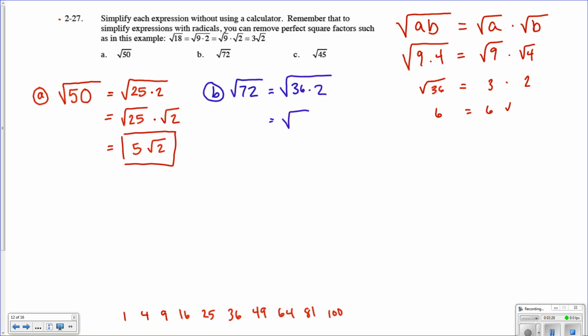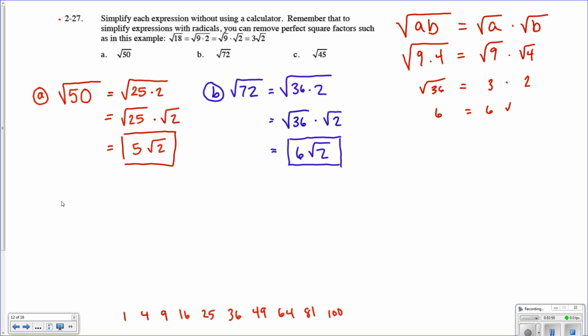And that's the same thing then. If we take it and break it apart, we have the square root of 36 times the square root of 2. Square root of 36 is 6. Square root of 2 is... or I'm sorry, is the square root of 2. So we have 6 times the square root of 2. Hopefully you start to see the pattern. If not, let's try another one.